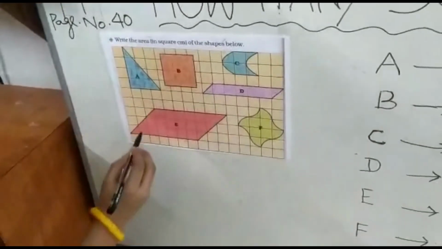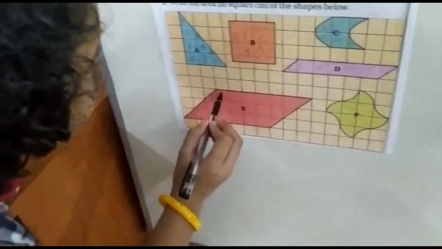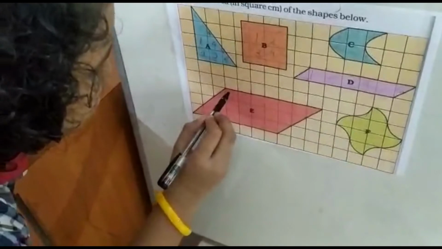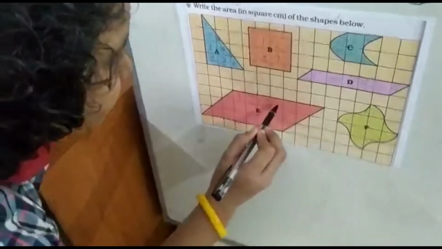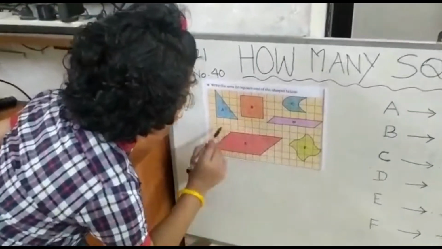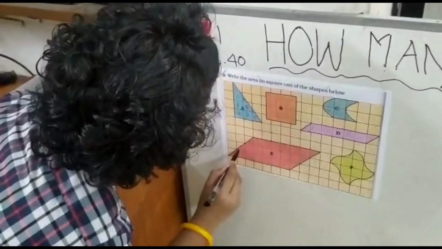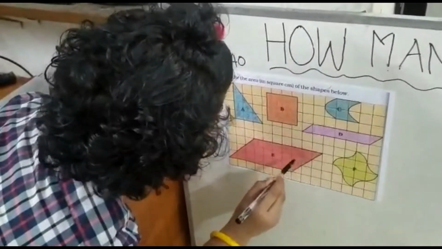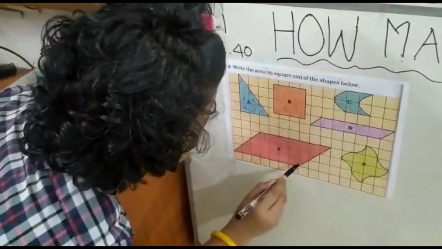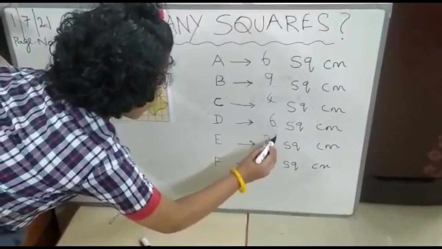And E. Join the vertical and horizontal line and count the squares. 18. So here is half. So 19, 19 is 20, 20, 21, 21. E area is 21 square centimeter.